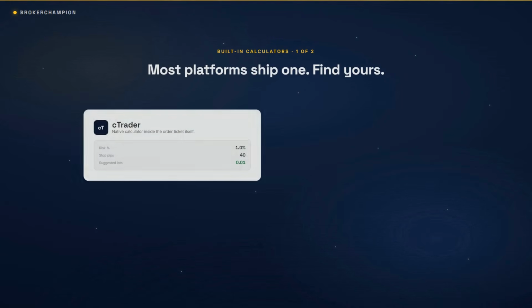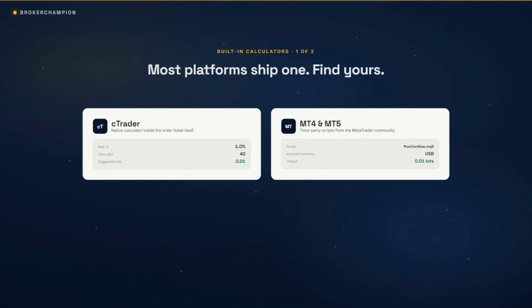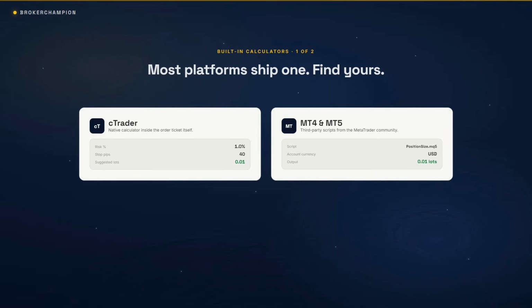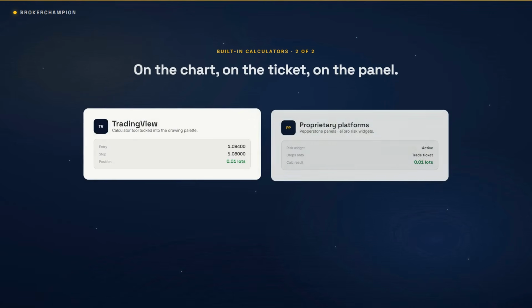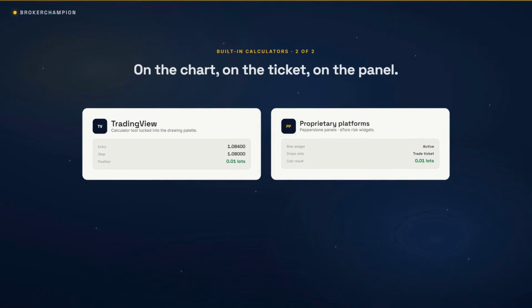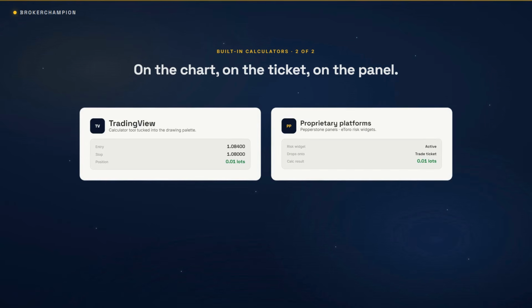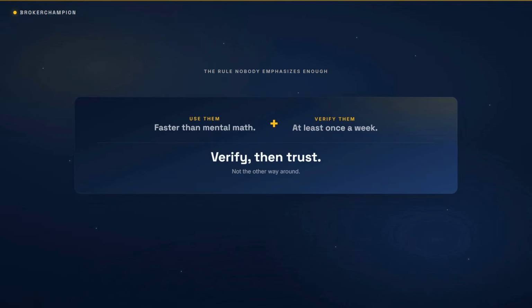Most platforms now ship with position size calculators built right in. cTrader has one in the order ticket itself. MT4 and MT5 rely on third-party scripts from the MetaTrader community. TradingView has a calculator tool tucked into the drawing palette. Proprietary platforms, Pepperstone's panels, eToro's risk widgets, usually drop a calculator straight onto the trade ticket. Use them. They're faster than mental math, and they kill stupid mistakes at 4 in the morning.